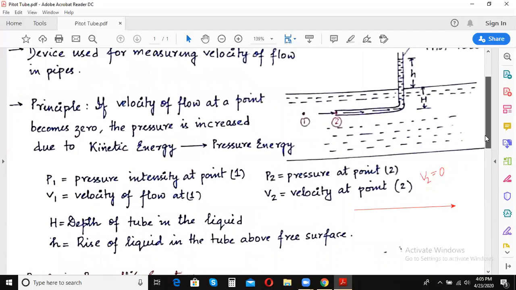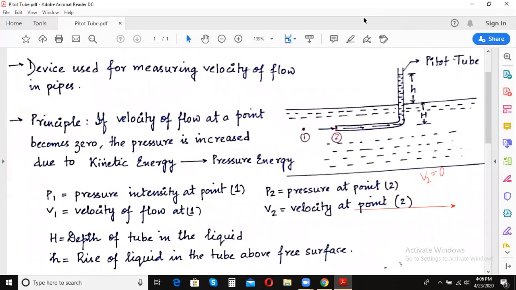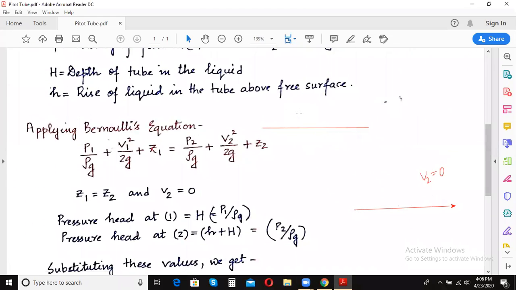Now I've written Z1 is equal to Z2. What does this mean? You have to see that these points 1 and 2 are lying at the same level. There is no difference in height between these 2 points. Hence, the conclusion is that Z1 is equal to Z2. So if Z1 is equal to Z2, then these two terms will cancel out.